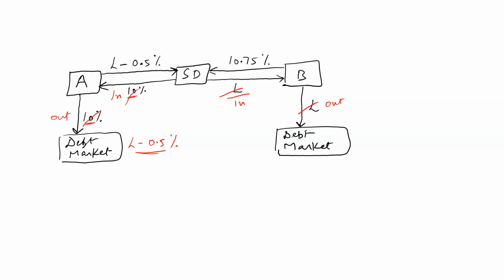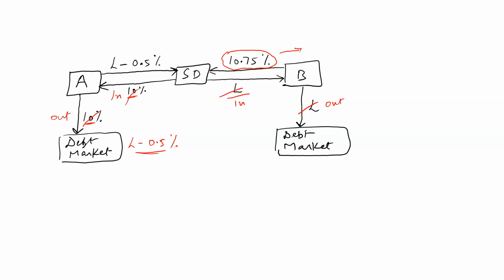So what will remain in the end? They will be paying a fixed rate of 10.75%, and that is what they wanted as well. So Company B is happy in the swapping arrangement. Bank A is happy as well with the swapping arrangement.